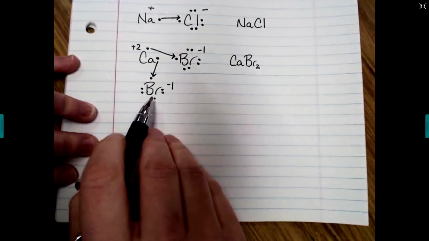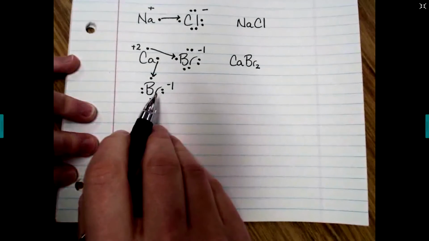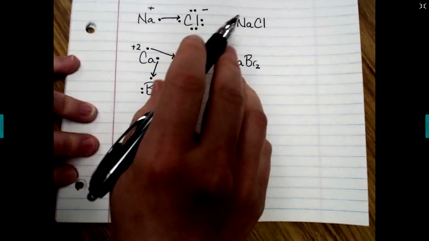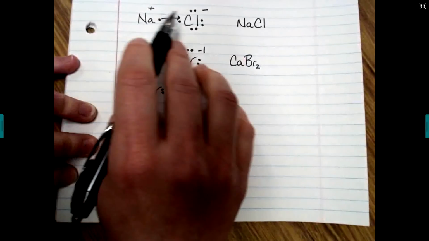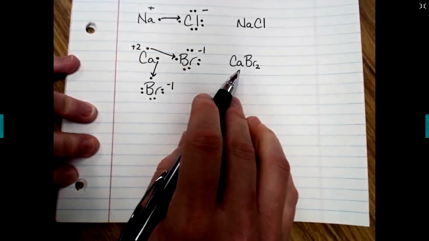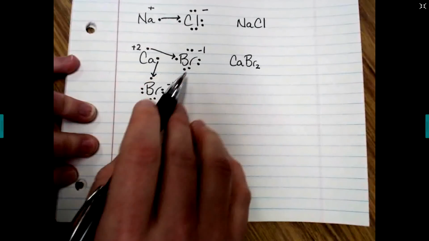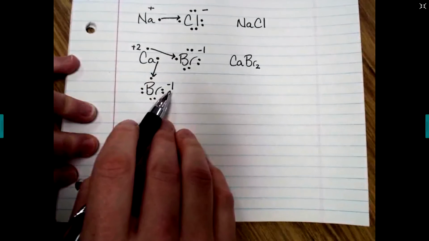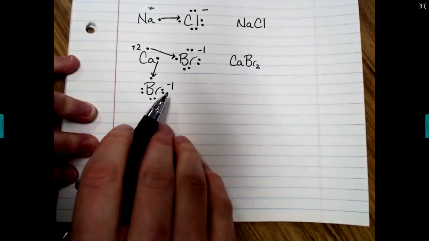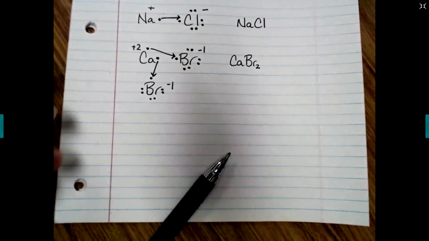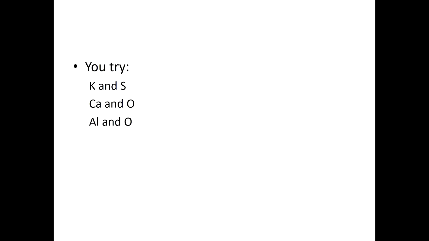You should notice that for ionic compounds, the charges always cancel out. So with sodium chloride, it was positive 1, negative 1. For calcium bromide, it's positive 2, negative 2. So that's always a good thing to check for, is whether or not our charges are canceling out. All right, I want you to try these next 3 examples on your own. Using Lewis dot structures, I want you to draw how each of these pairs of metals and nonmetals would bond together.